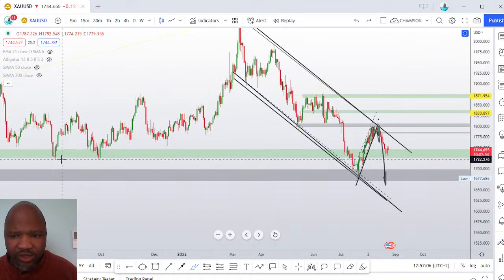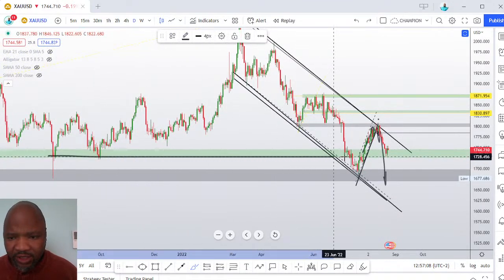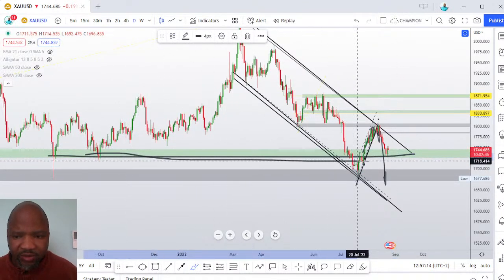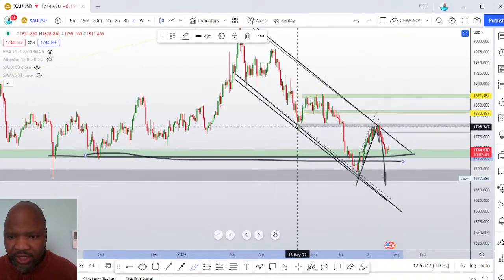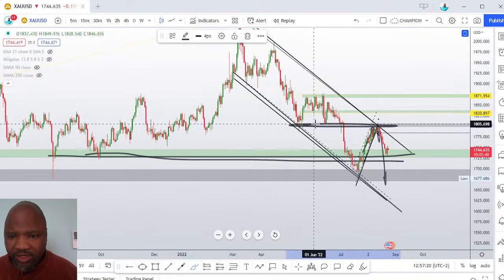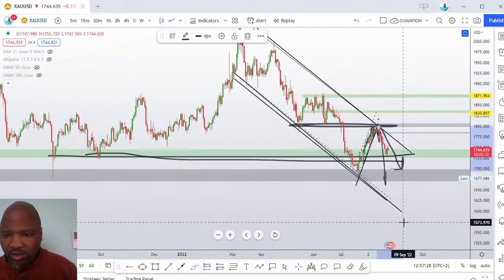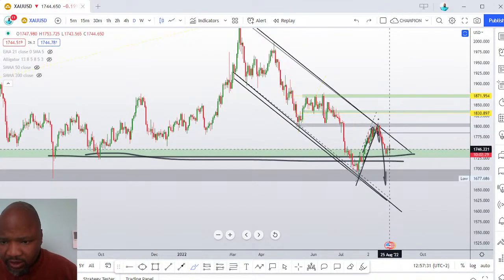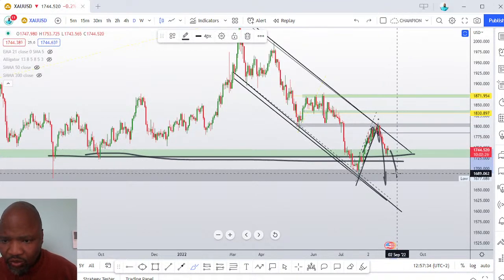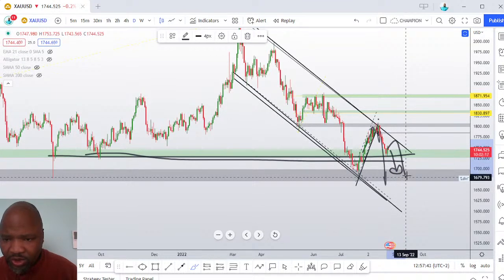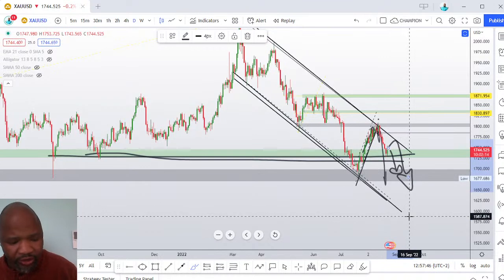I want you to notice that this level is very significant, as it was respected previously. It was our previous support. The price broke it and now it's our resistance level. We have to wait and see if the price will break this level to continue with our bearish trend, or if the price will retest before we see the continuation of the bearish trend.